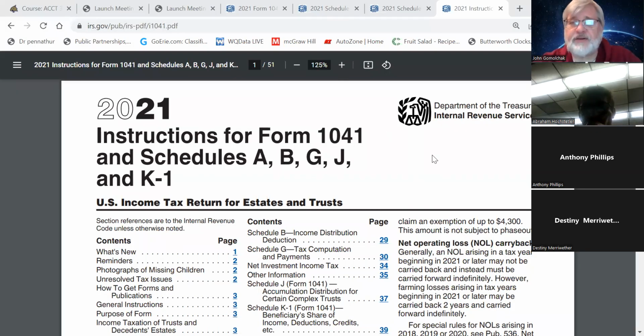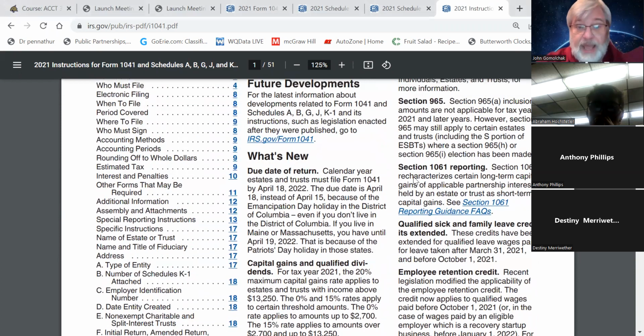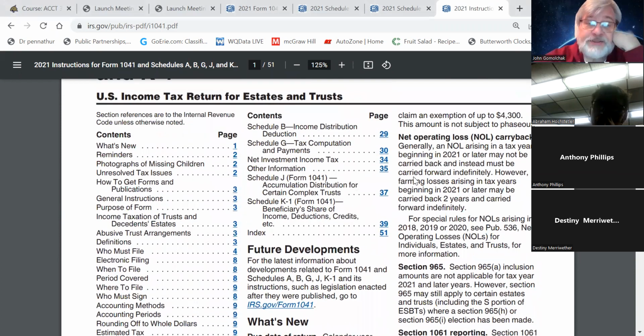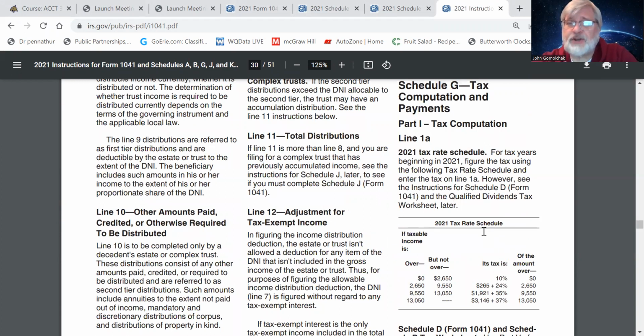Okay, let me go back. All right, let me share my screen. All right, you should be seeing the instructions for Form 1041. Schedule G is where we were at. So Schedule G, computations and payments, is page 30. Schedule G, tax computation and payments.